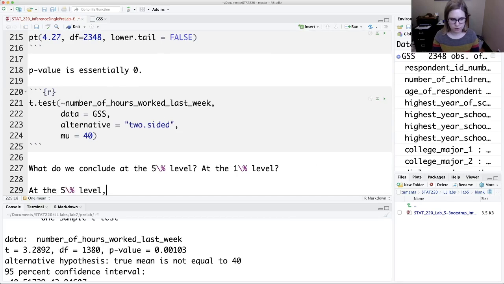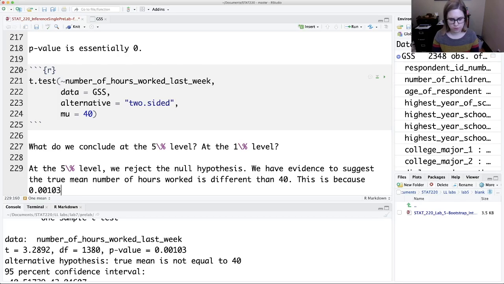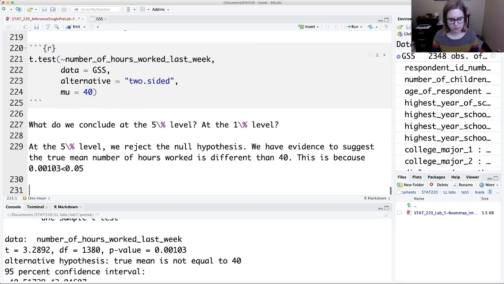at the 5% level, we reject the null hypothesis. We have evidence to suggest the true mean number of hours worked is different than 40, and this is because 0.00103 is less than 0.05, and at the 1% level, we also reject the null because 0.00103 is less than 0.01.